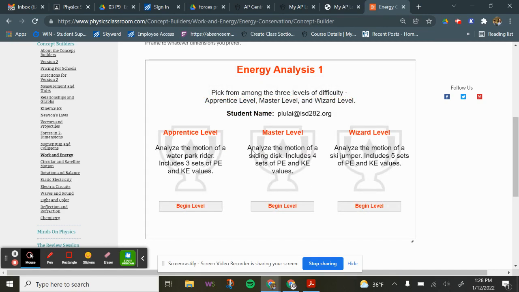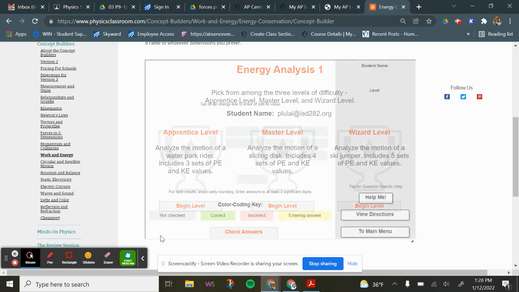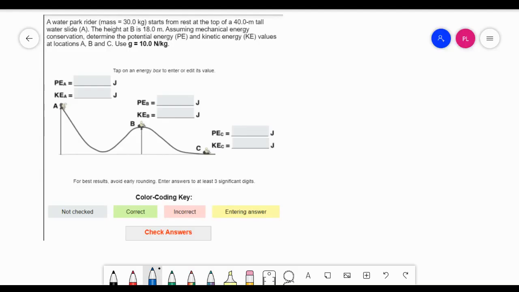And then on this one, I said we're going to try to just do the apprentice level and the master level. No need to do the wizard. So I click on begin this level. Going through, going to talk about how to calculate the gravitational energy. That is simply m times g times h.